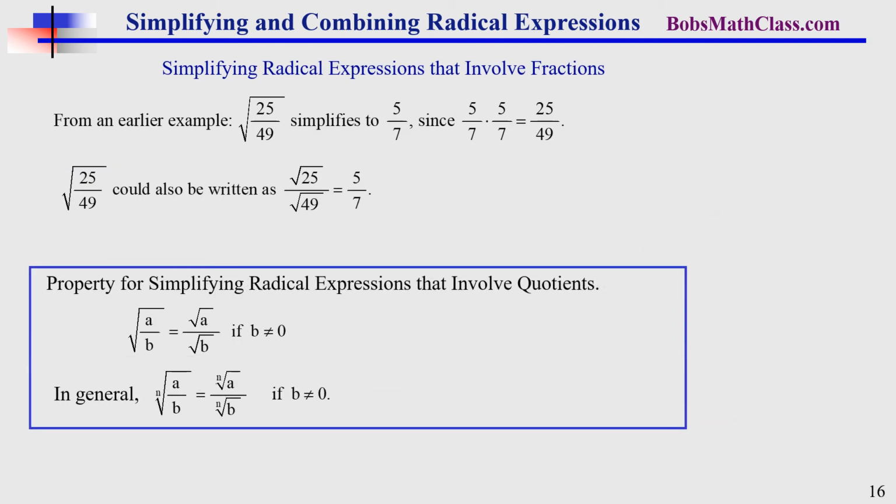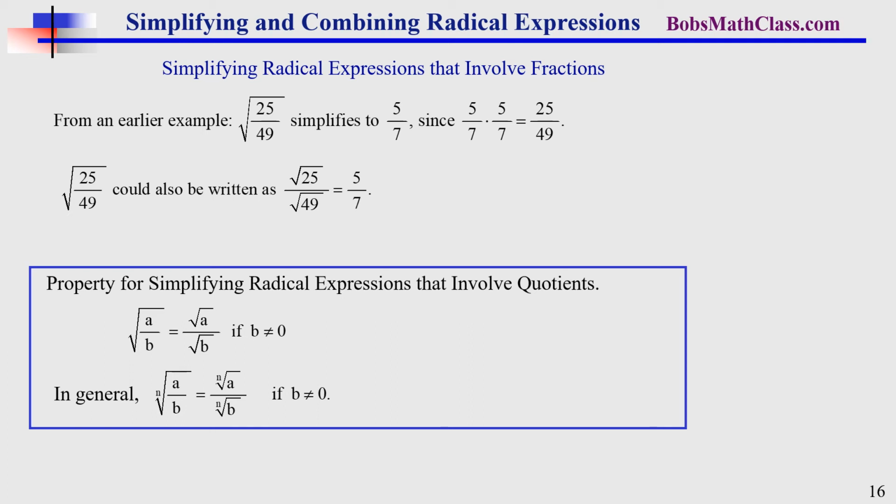Okay, now we'll talk about some fractions. We talked about these fractions earlier, like the square root of 25 over 49. That's equal to 5 sevenths, because 5 sevenths times 5 sevenths is 25 over 49. But we can also think about it as the square root of the numerator over the square root of the denominator. So square root of 25 is 5, square root of 49 is 7.